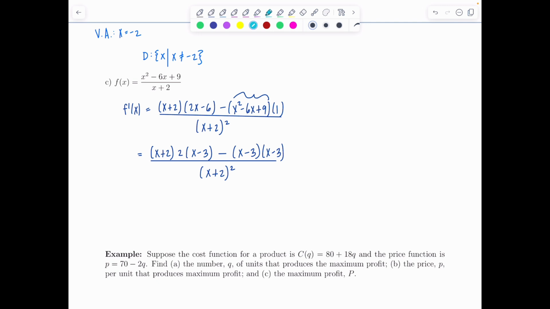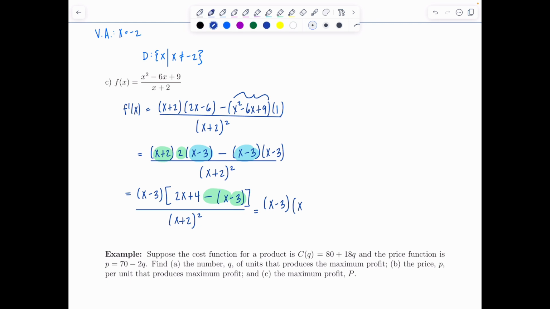This is exciting because look, I can take out an x minus 3 now from everybody. And then what am I left with? Well, I have 2 times x plus 2, so that's 2x plus 4, minus x minus 3, over x plus 2 squared. And then this leaves me with x minus 3 times, when this negative distributes, that's going to be negative x plus 3. So 2x minus x is x, and then 4 plus 3 is 7, over x plus 2 squared. Beautiful.